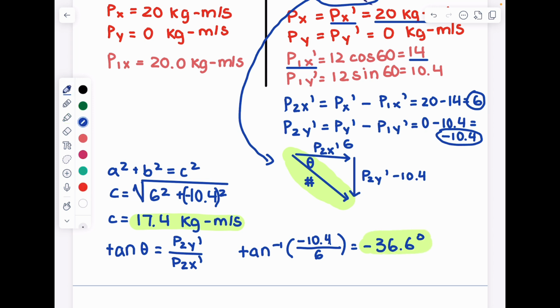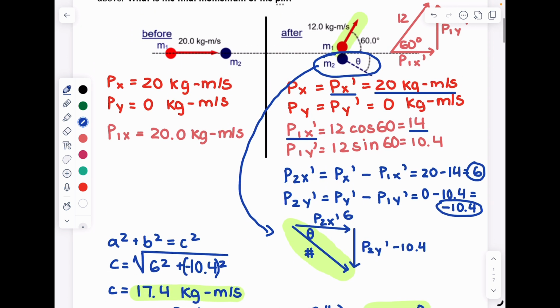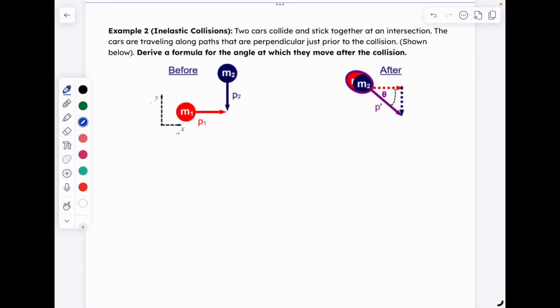And what we can really gather from this is if we have an object that goes upward and our initial momentum in the y direction was 0, then we need an object going downward in order to cancel that out and bring that total momentum in the y direction back to 0. So that's example 1. All right, so now let's look at example 2.